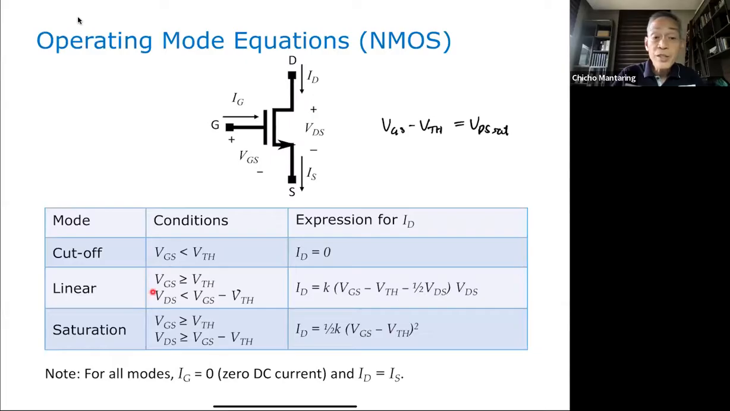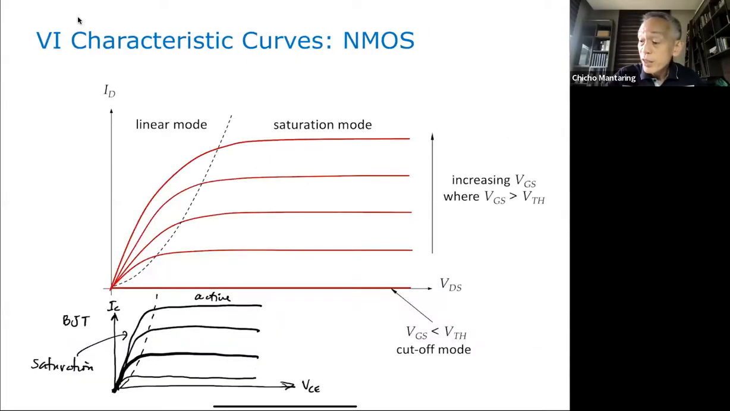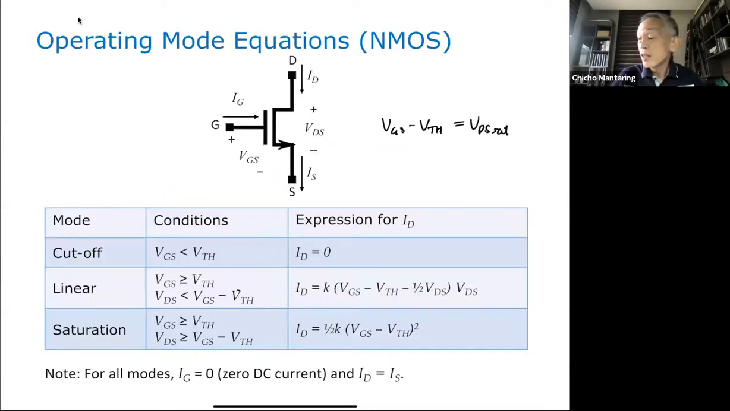Pag nasa linear region naman, in this particular region, your drain current is a function of both VGS and VDS. So meron akong VGS dito, meron din akong VDS dito. So it's a function of both VGS and VDS. No? So I sub D is a function of two variables. Dito, I sub D is only a function of one variable.